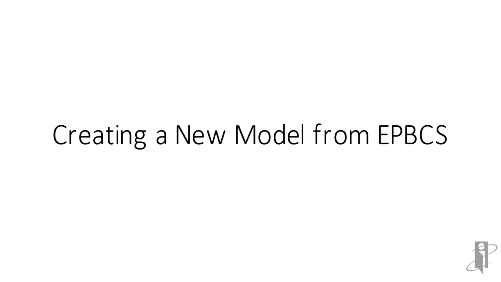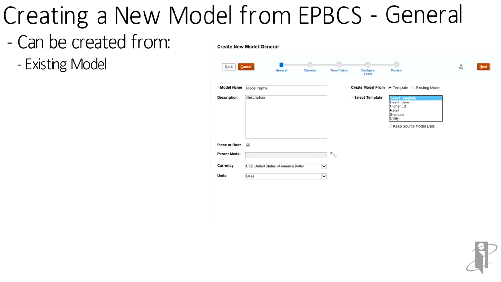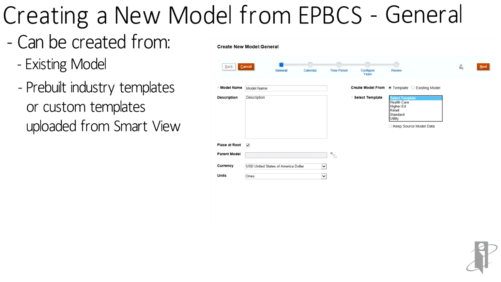So let's see what it's like to create a new model. From the prior screen, select Create. Then you'll notice you have the opportunity to create a model from an existing model, or you can take one of the pre-built industry templates like healthcare, higher ed, retail that Oracle's put in there, or you can upload your own custom template from SmartView.